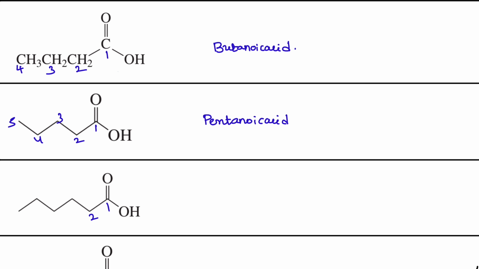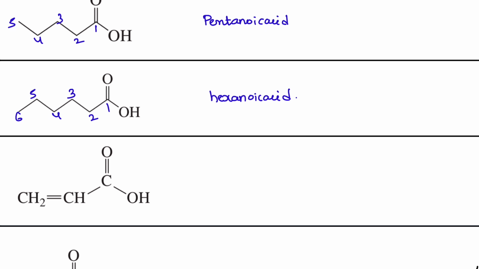Next we have totally 6 carbon atoms. Root word, primary suffix, secondary suffix, hexanoic acid. And here we have two functional groups. One is carboxylic acid, another one is double bond. So carboxylic acid gets more priority. Therefore, here this is root word prop. Between 2 and 3 there is a double bond: prop-2-enoic acid.